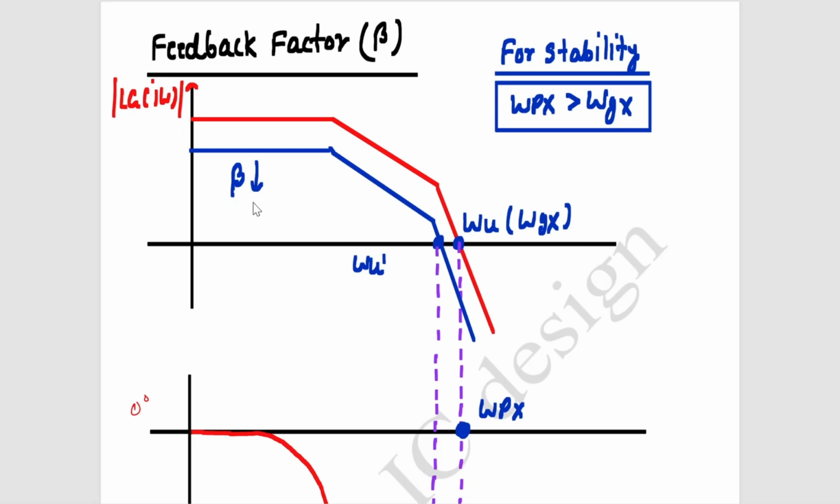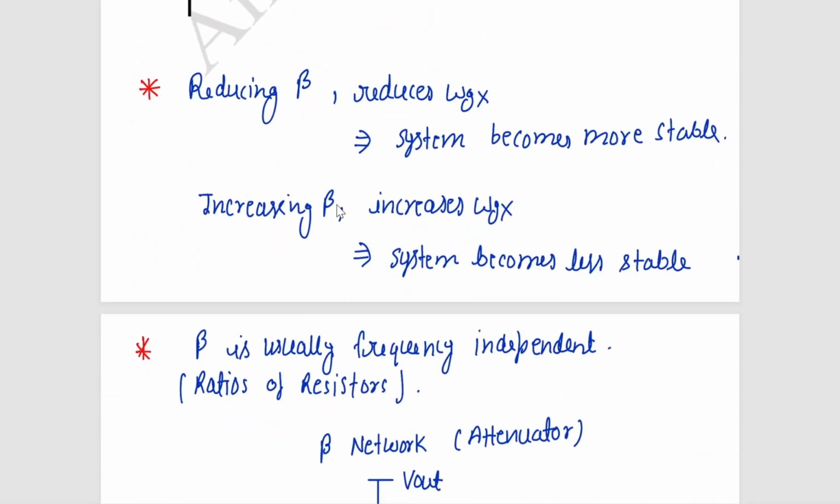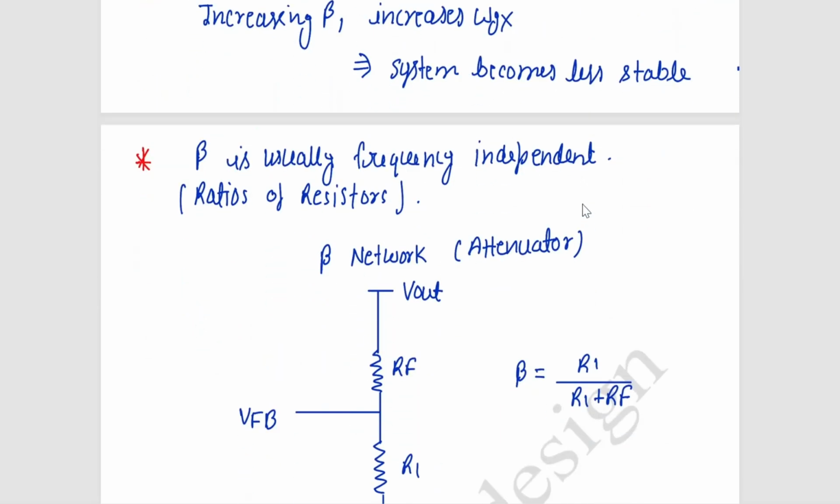And after increasing beta, my gain crossover frequency shifts to the right side and my phase margin reduces, so my system becomes less stable. So I have written here: reducing beta reduces gain crossover frequency and the system becomes more stable, and increasing beta increases gain crossover frequency and the system becomes less stable.